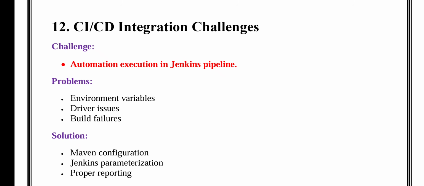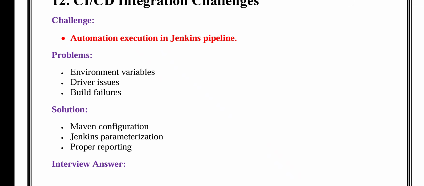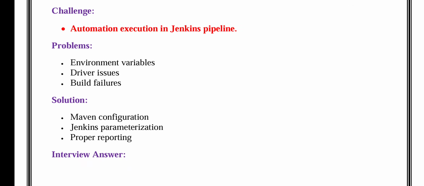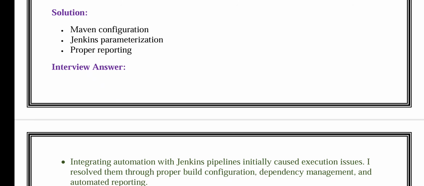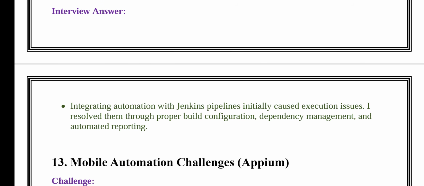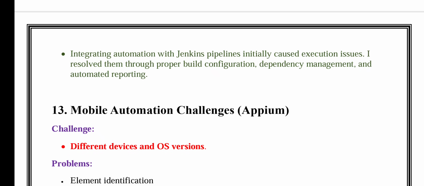And the 12th point goes like CI/CD integration challenges. Here the challenge is automation execution in Jenkins pipeline. That's the main challenge. And the problems that occur are environment variables, sometimes driver issues, and build failures. So the solution is configuring Maven and Jenkins parameterization, parallel execution and proper reporting. We can tell in short form: integrating automation with Jenkins pipelines initially caused execution issues. I resolved them through proper build configuration, dependency management and automated reporting.